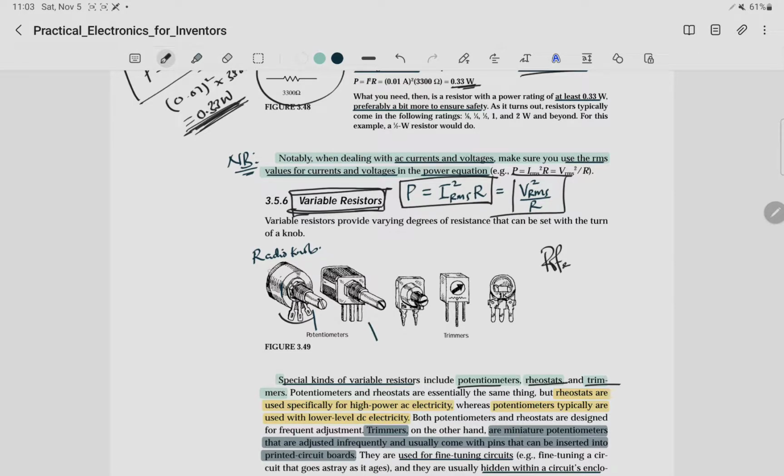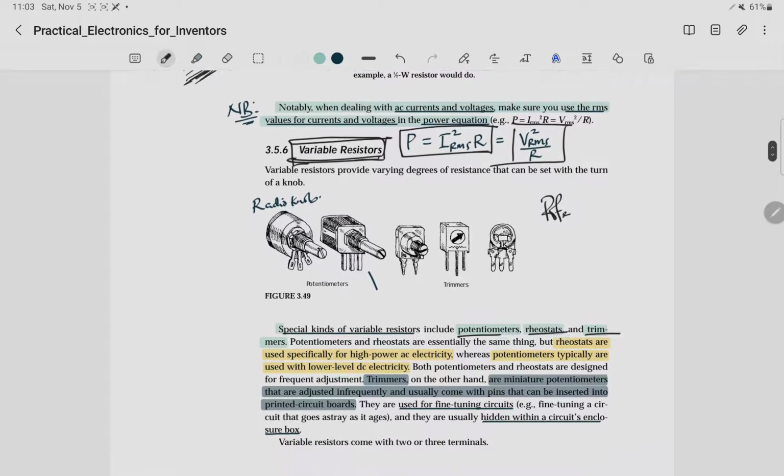You find this kind of device in the knob. So the plastic knob is just connected in front here, but this is basically the device that is inside there. So you find that a rheostat is basically the same as a potentiometer, but they have a small difference in that rheostats are used specifically for high power AC electricity. That is where rheostats are applied, and potentiometers typically are used with low level DC electricity.